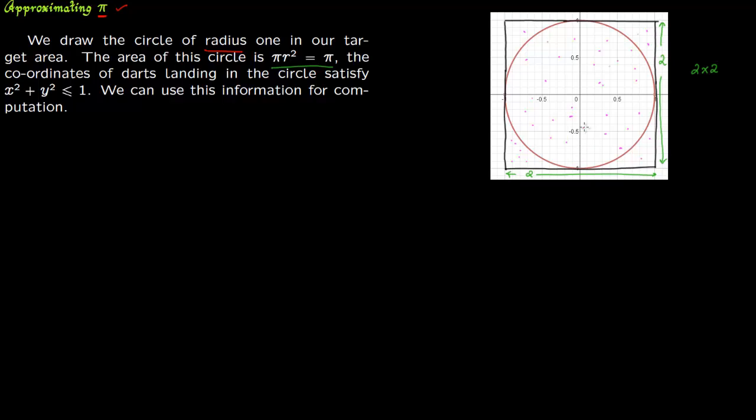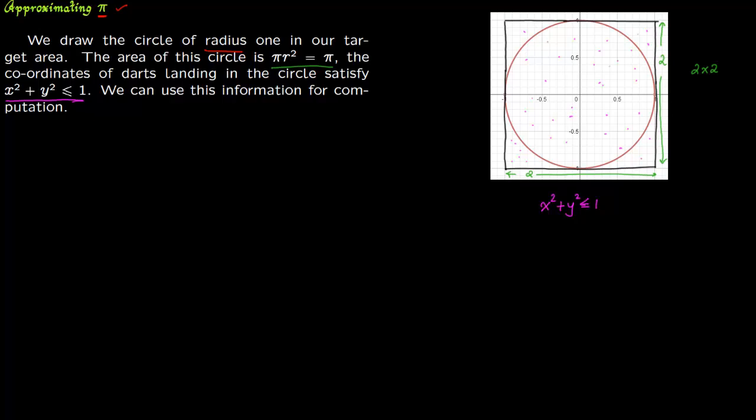Now what you have to do is calculate the proportion of darts which landed inside the circle. If the dart lands inside the circle, then its coordinates have to satisfy x square plus y square is less than or equal to 1. Obviously the boundary of the circle is x square plus y square equal to 1. So that is the circle. If you put less than or equal to 1, you find that this is the area inside the circle.